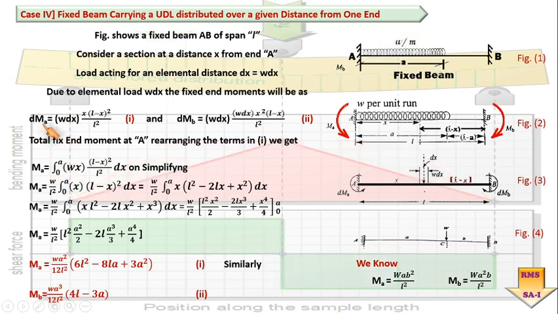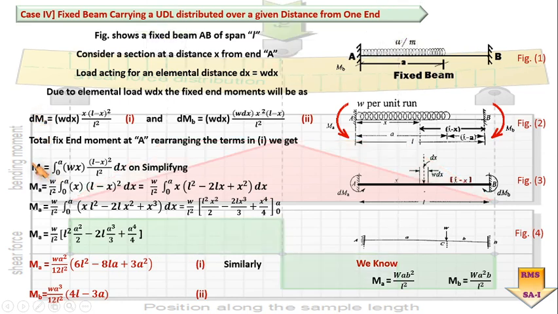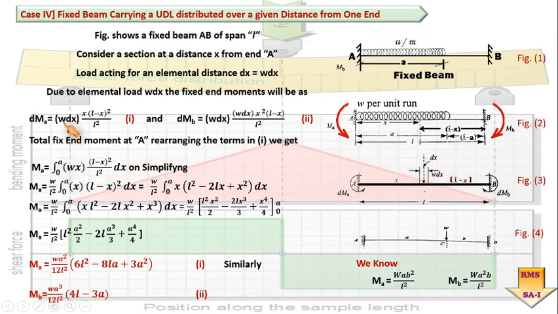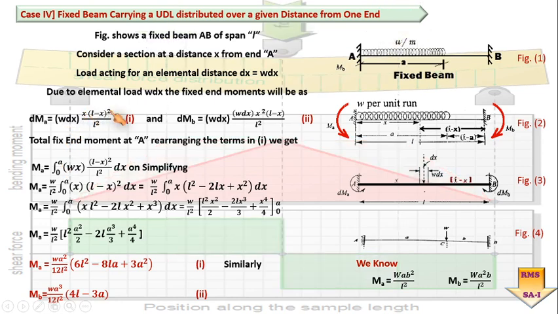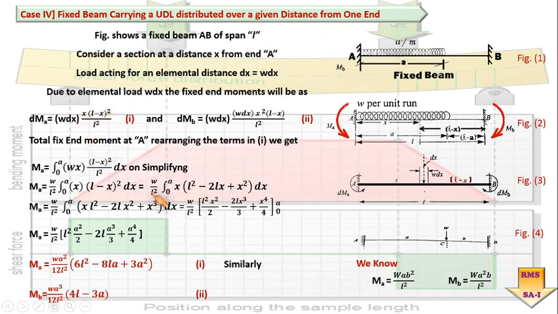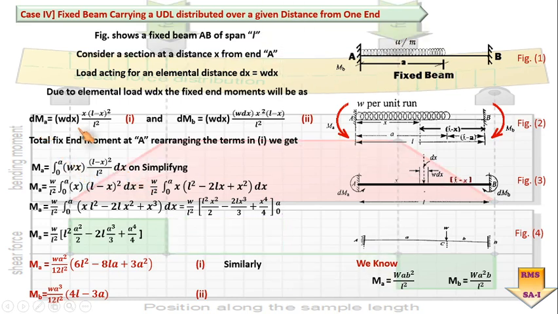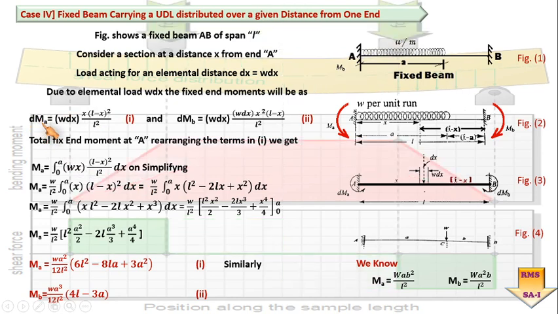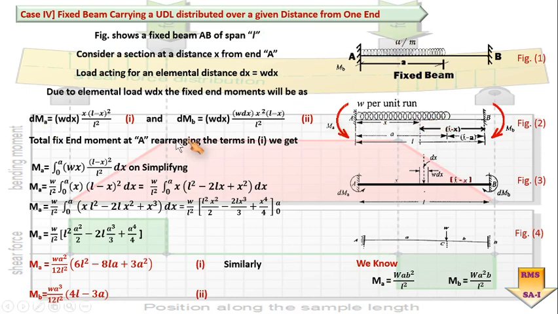So here dMA after integration from 0 to a gives MA. On the right hand side also I will have the integration from 0 to a, rewriting the term w into x into (L minus x) square by L square into dx. So what I did is take the fixed moment due to an equivalent point load and integrate it from 0 to a, throughout which that particular UDL has been imposed.